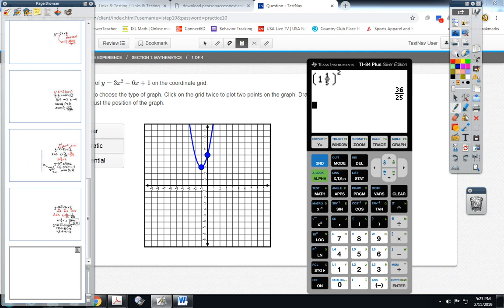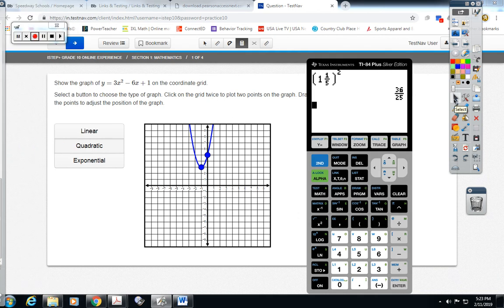Now we're going to enter the other one. So 3 1/2. Alpha y, option 2, 3 1/2 squared. Enter. Is 49 over 4.